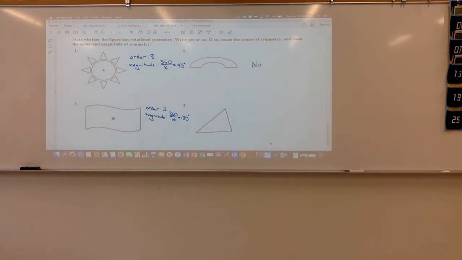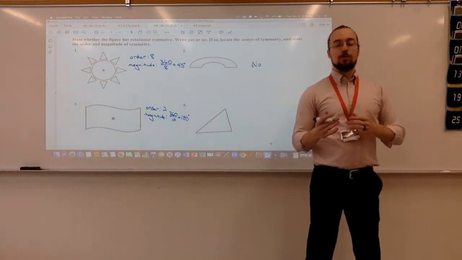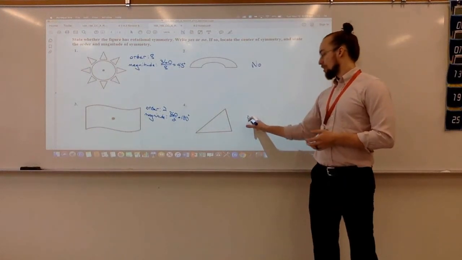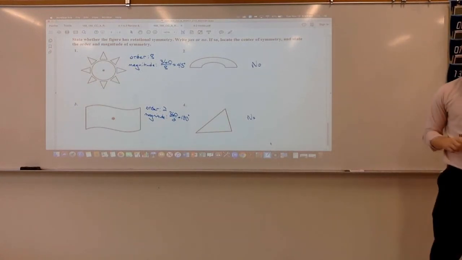How about the last one? No. Right? If I put my finger right in the middle and turn this triangle, it'll never look exactly the same until I get all the way back to where I started. Okay?